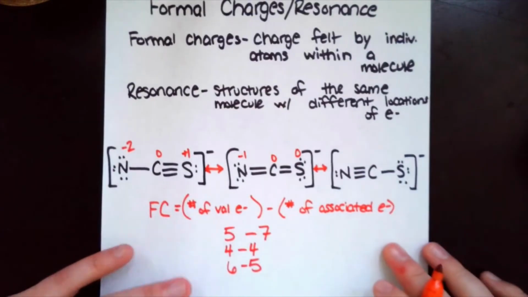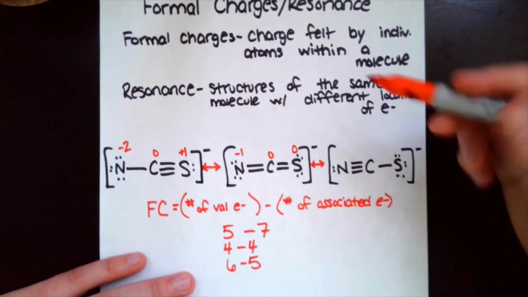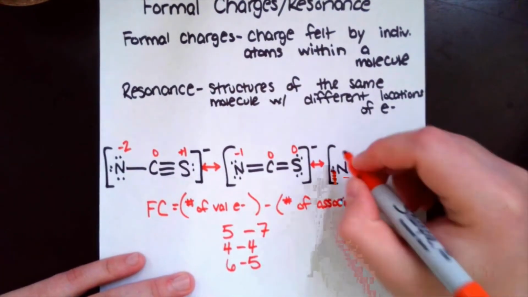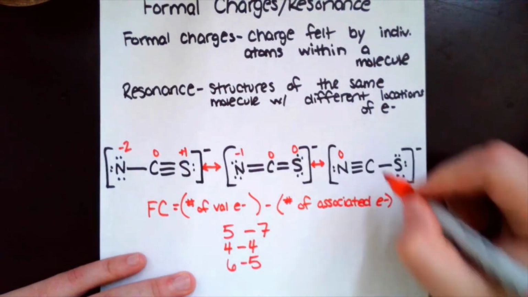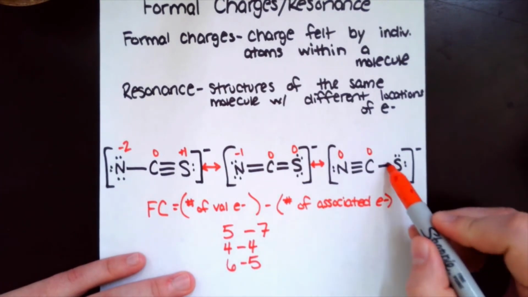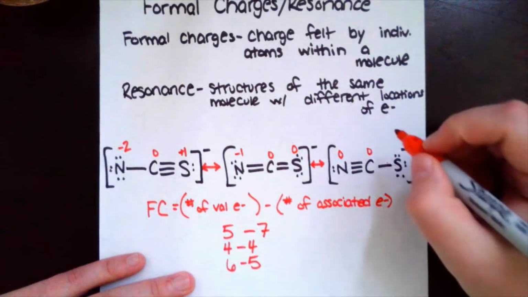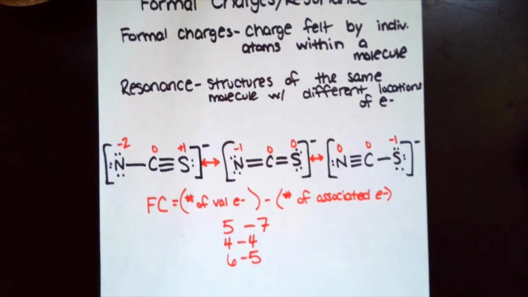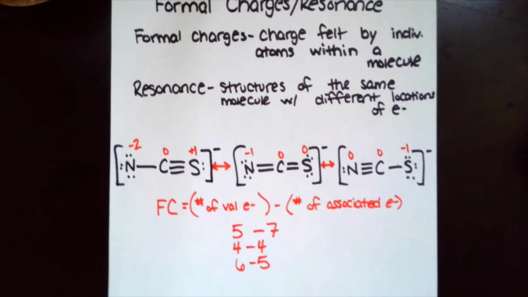Now let's look at this last structure. We've got nitrogen, 5 minus 1, 2, 3, 4, 5, 0. Carbon still again just has 4 bonds, 0. Now sulfur is 6 minus 1, 2, 3, 4, 5, 6, 7. 6 minus 7, -1. Okay, so how does this tell us?